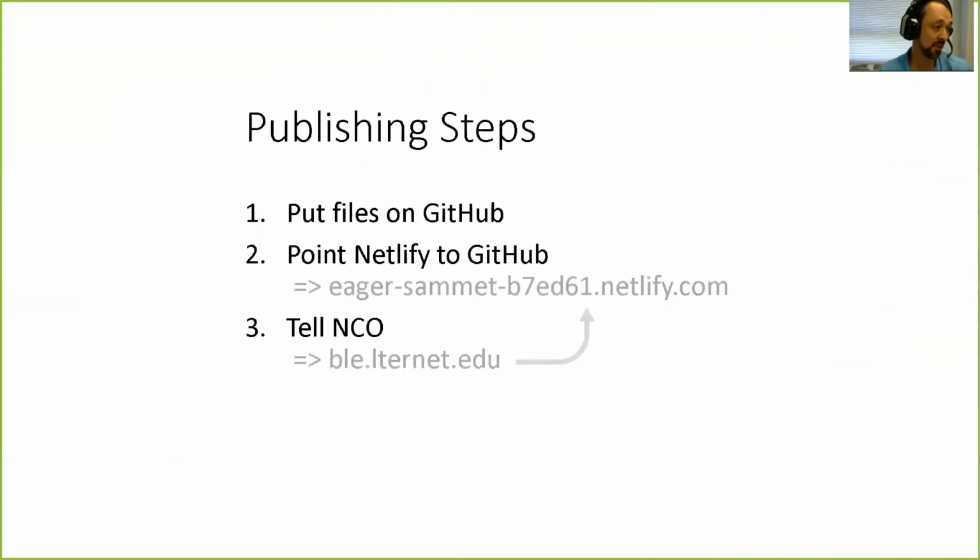So my basic publishing steps for my website are to put my files on GitHub. Then with my free Netlify account, I point Netlify to that GitHub project, and then Netlify generates some wacky URL where my website lives. But I tell the LTER Network Communications Office, and they set up what's called an alias. So that ble.lternet.edu, which is the domain that they maintain, now points back to that Netlify address. And so that's how whenever you go to ble.lternet.edu, it goes to my actual website.